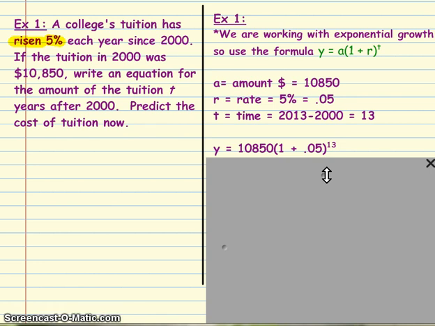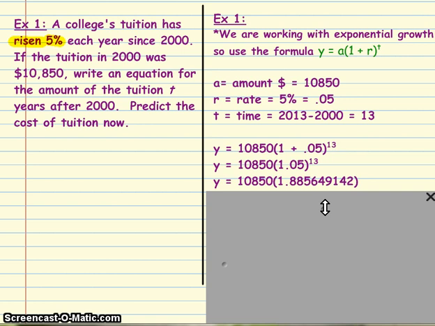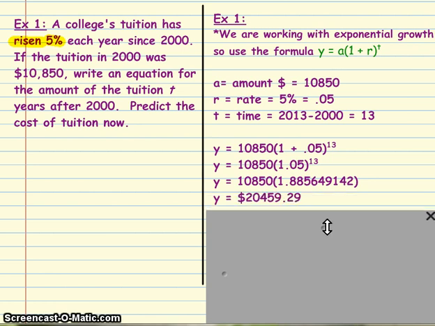Following our order of operations, we've got to do what's inside parentheses first, so we add those together to get 1.05. Next we have to do exponents, so 1.05 to the 13th power is 1.885649142, and then multiplying those two numbers we get $20,459.29. We're dealing with money, so you want to round it to the hundredths spot because that's where we have our cents.